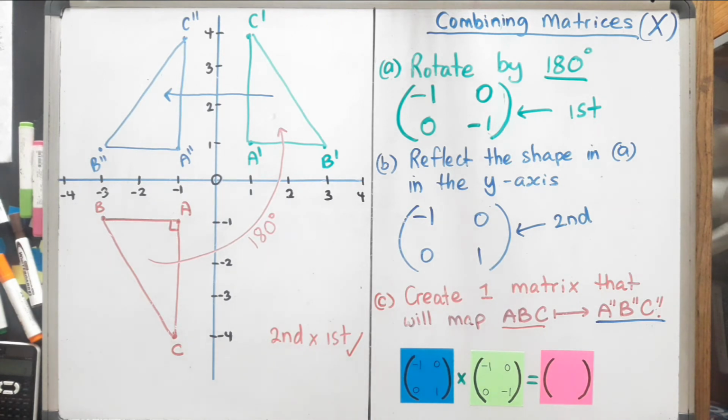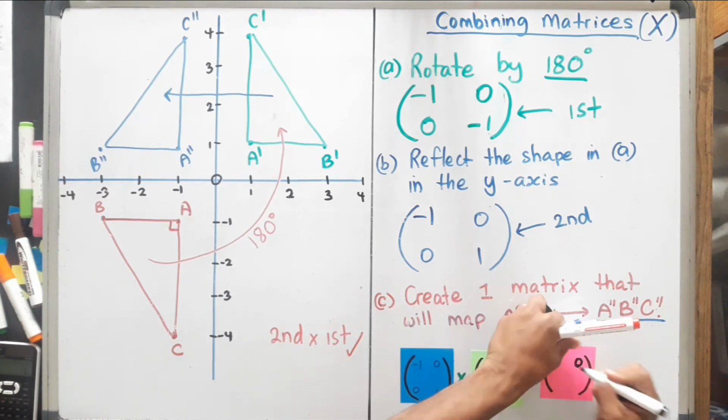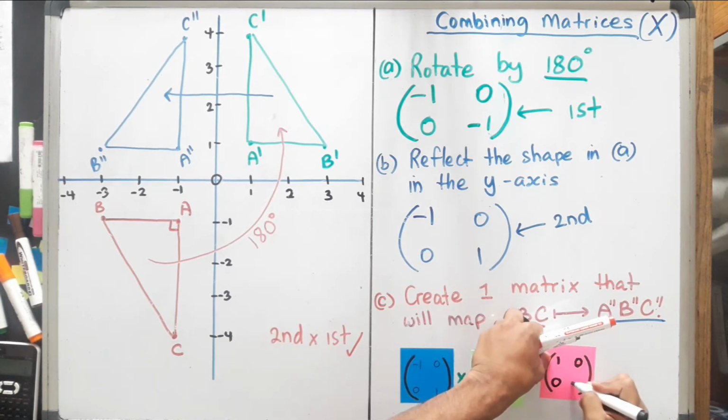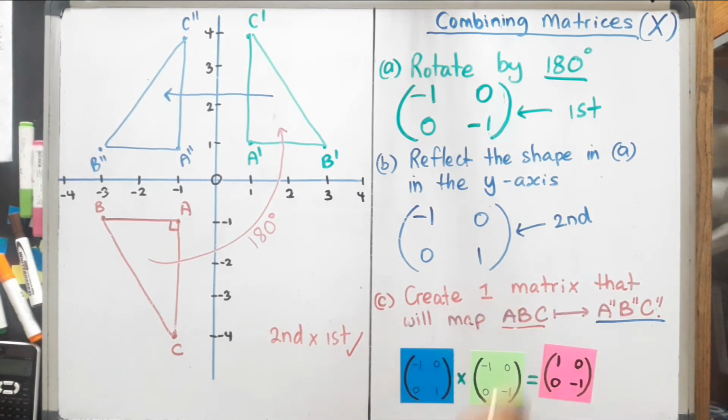So, like I said, I'm not revising how to multiply matrices, so I'm letting you all know that if you multiply these 2 matrices, you will get 1, 0, 0, and -1. That is what you will get if you multiply these 2 matrices. Okay?